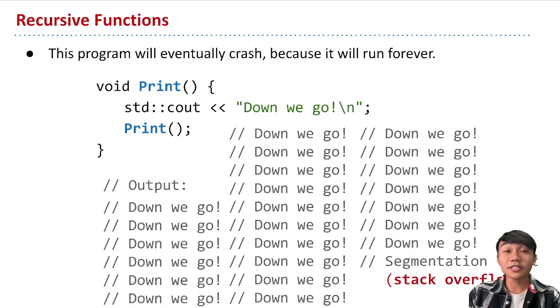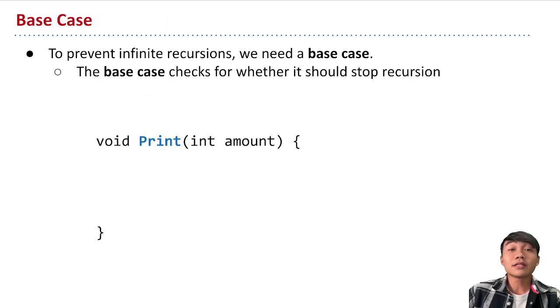So what we're missing in this function is called a base case. A base case is what allows us to specify a condition to tell the program when to stop recursing. Base cases are essentially what helps us prevent what we just saw, which is a stack overflow because of an infinite recursion.